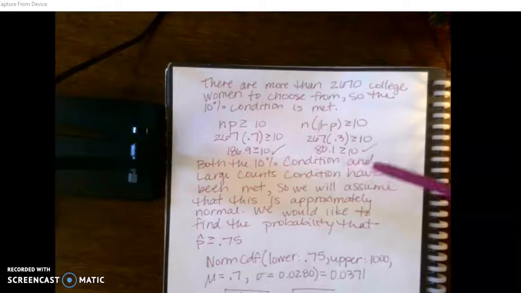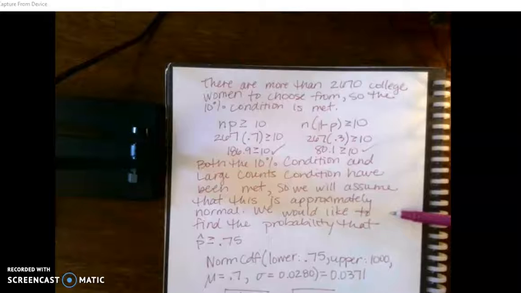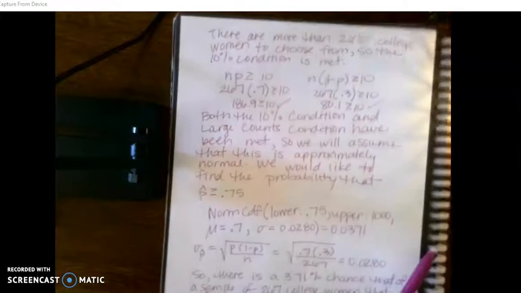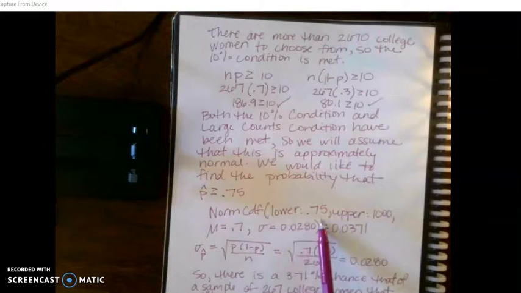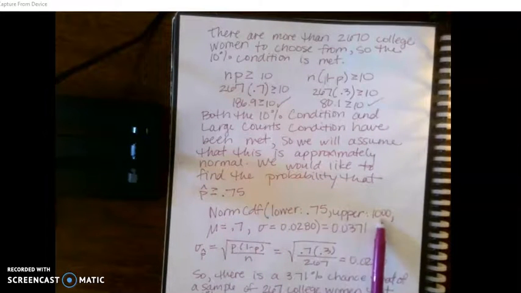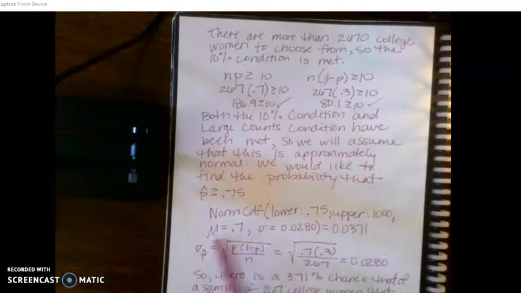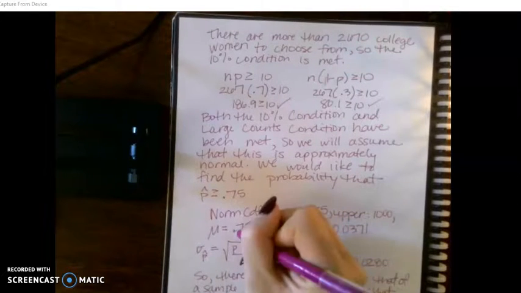So both our 10% condition and our large counts condition have been met, so we'll assume that this is approximately normal. We would like to find the probability that p hat is greater than or equal to 0.75. So we find the normal CDF. We have our lower bound of 0.75. For our upper bound, pick a large number, 1,000 works. Mu is equal to our 0.7. Remember, that is our p.